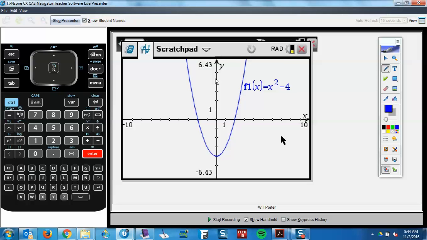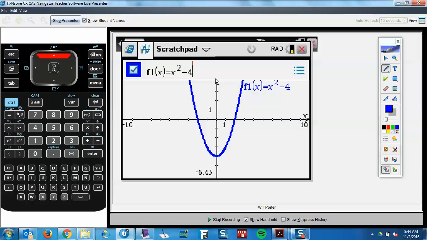Okay. Now let's go back, tab, and go back up there, and now go in front of that and type ABS. No, in front of the x squared, right there. Type ABS, left parenthesis. Okay, that's how you do absolute value.